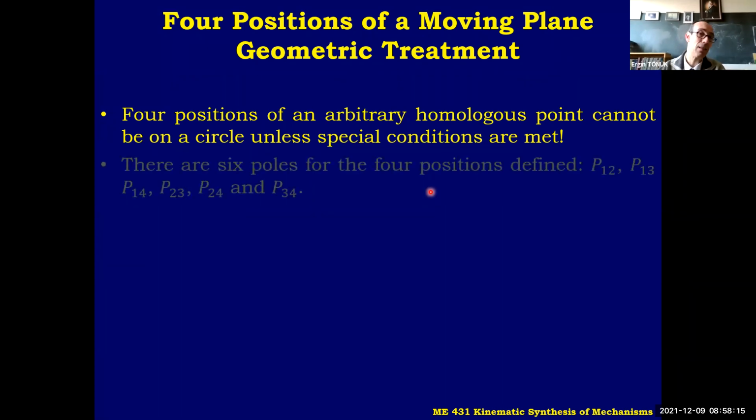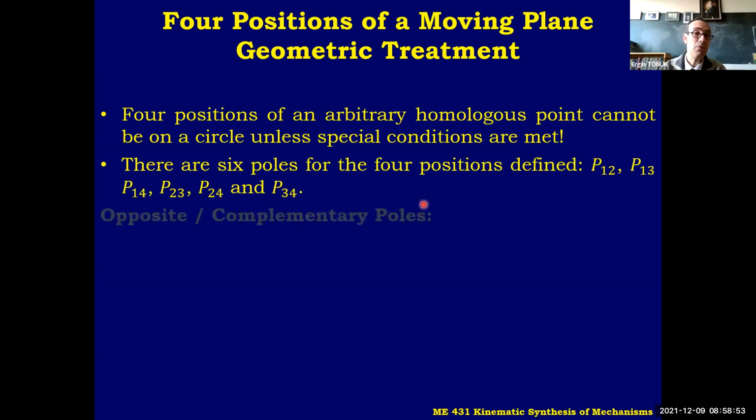Before that, let's discuss the poles. If we have 4 positions, we will have 6 poles this time. P12, P13, P14, P23, P24, and P34, okay? So these are the poles. In 3 positions, we had a pole triangle. Now we have 6 poles, but we will not need to use all 6, as we will see.